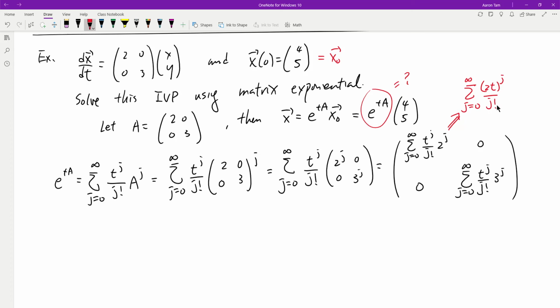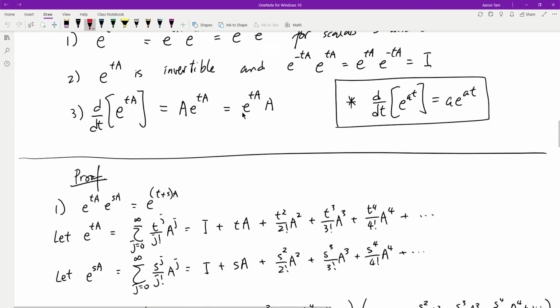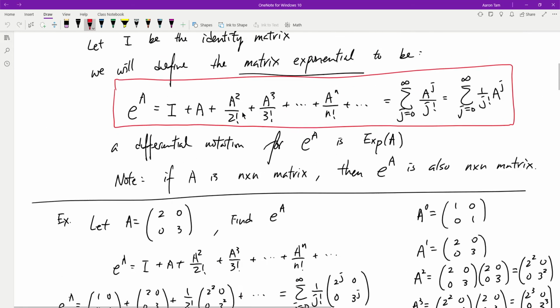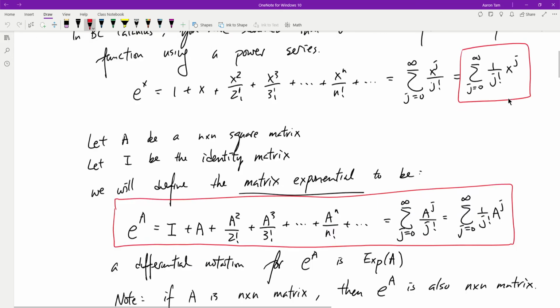Because t to the j power and 2 to the j power combine together to become 2t to the j. And so that plays the role of x in our exponential definition for e to the x. This is how we define e to the x, as x to the j power. So what we have is, instead of x, we have 2t to the j.